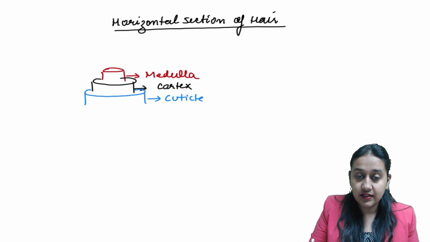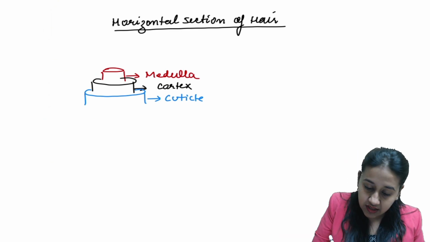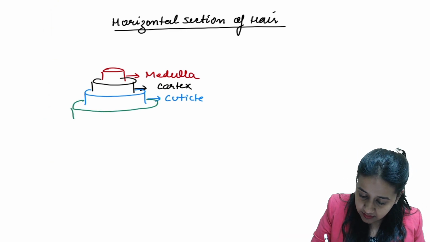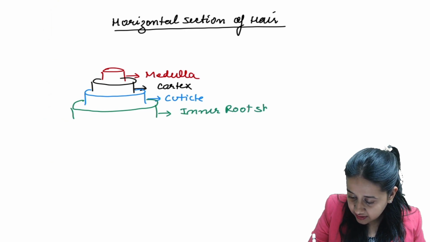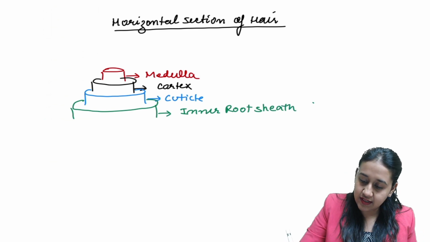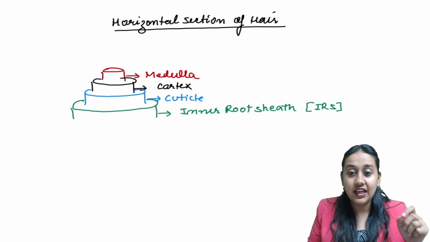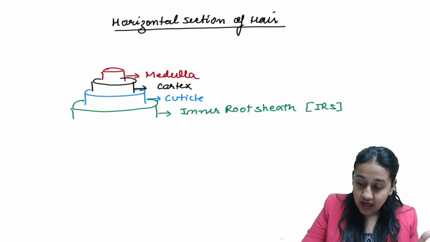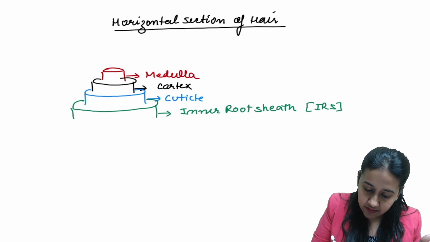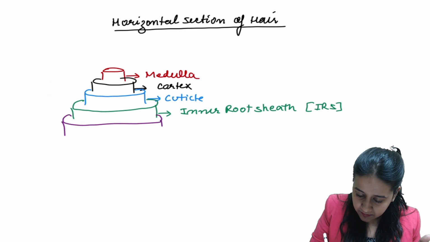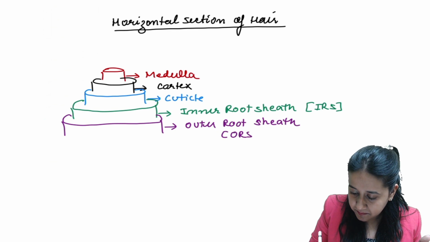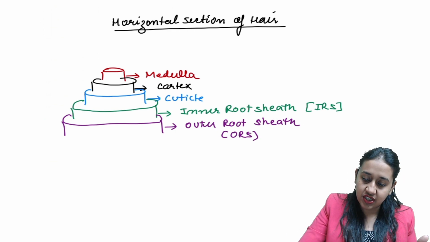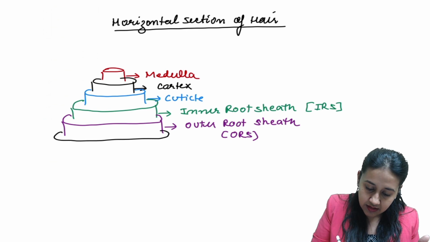There are few more layers. The layer which is present just outside the cuticle is inner root sheath, which is also known as IRS. Outside inner root sheath, you have outer root sheath, which is known as ORS. And outside the outer root sheath, the outermost layer is dermal sheath.